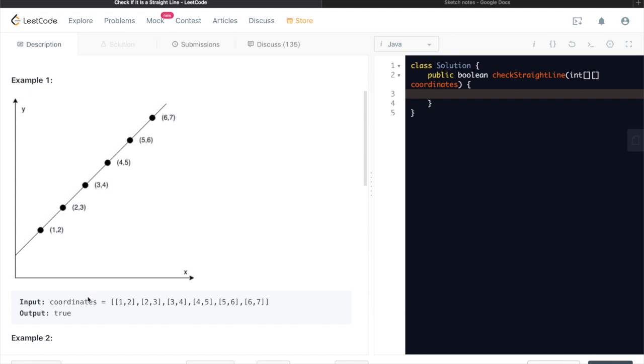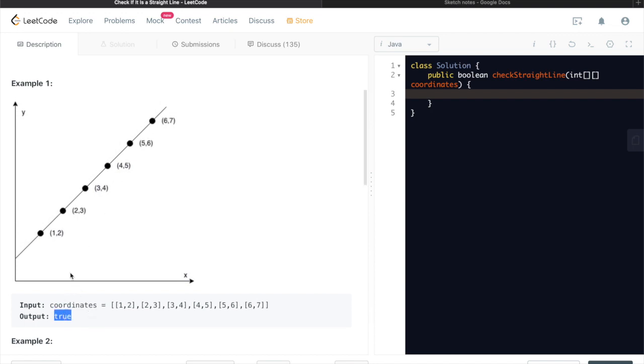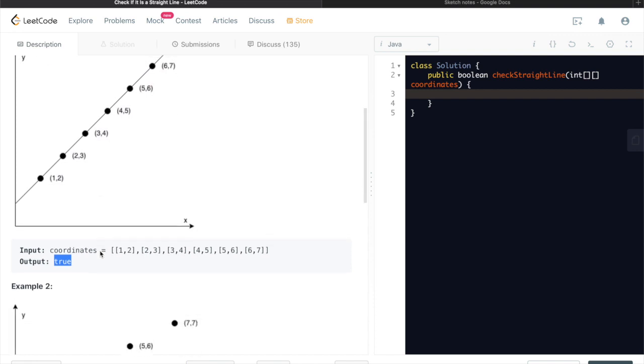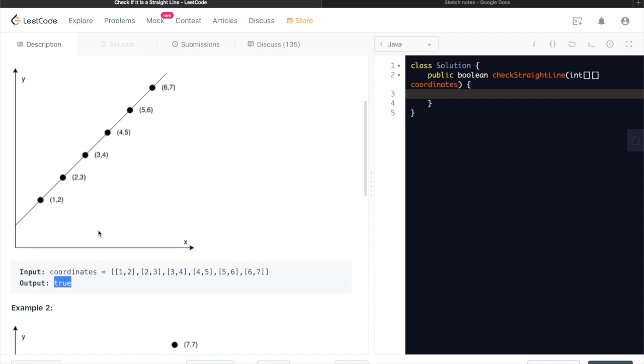For example, we're given these coordinates: [1,2], [2,3], [3,4], [4,5], [5,6], [6,7]. You see here, they are all lining up on the same straight line. So the output is true. Very straightforward and very easy to tell after we draw this XY plane.